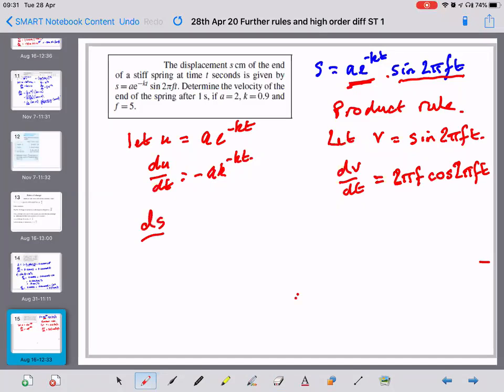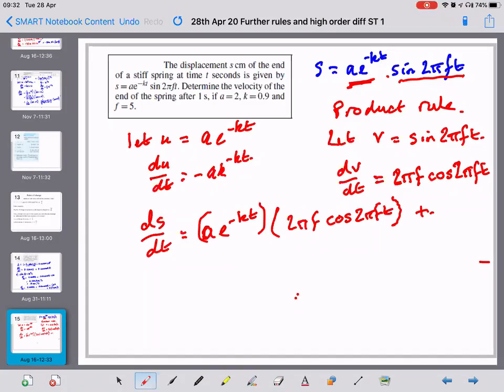Meaning that ds by dt is equal to u, a e to the minus kt, times dv by dt, 2 pi f cos 2 pi ft, plus, and then we want v, sine 2 pi ft, times du by dt, which is minus a k e to the minus kt.